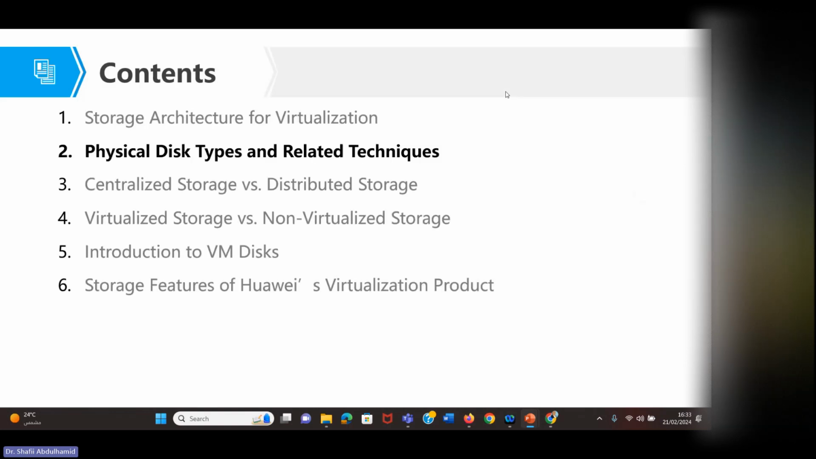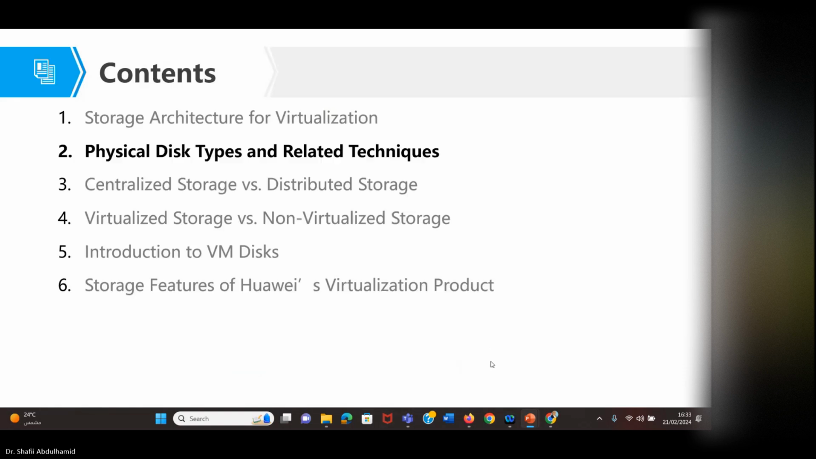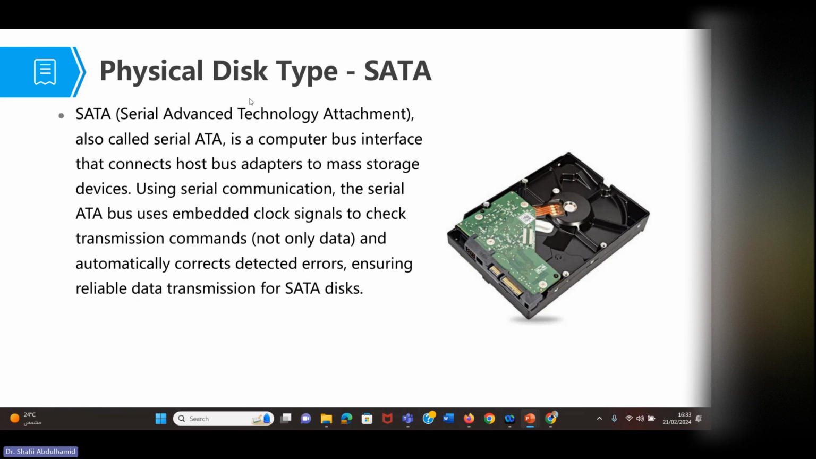So let me go back one step at a time. These are the types of disks that we have at the lowest level, the physical disk. The SATA disk, the full meaning is Serial Advanced Technology Attachment. Sometimes it's simply called serial ATA, because before this, there used to be another one which is parallel. So they call that one parallel ATA.